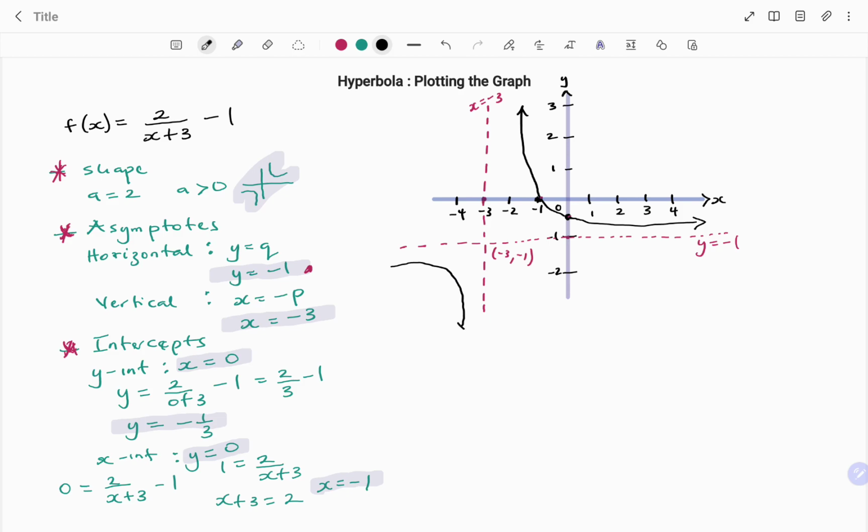As shown, you may decide to pick a couple of points. For example, if the value of my x is minus 4, then my y will be minus 3, which is somewhere around this point. In the next step, I'm going to show you how to find the axis of symmetry using the same graph.